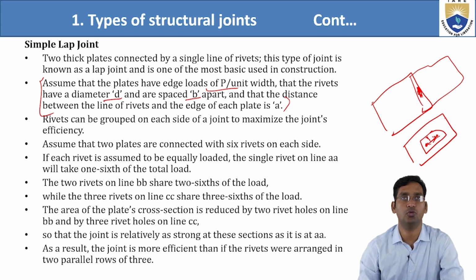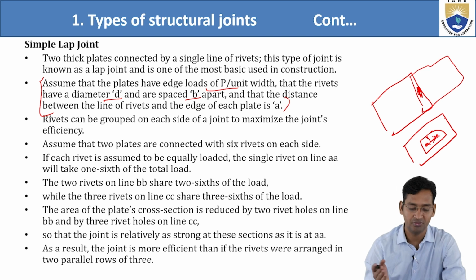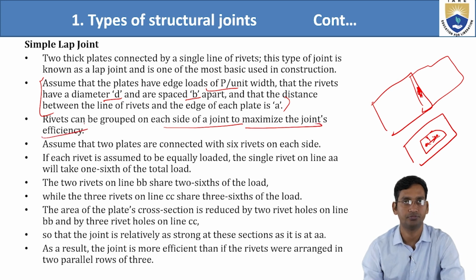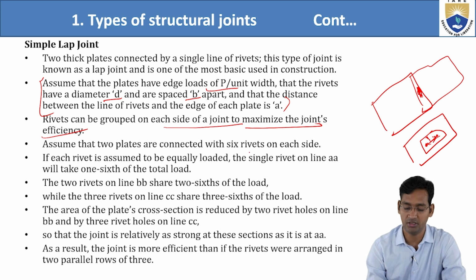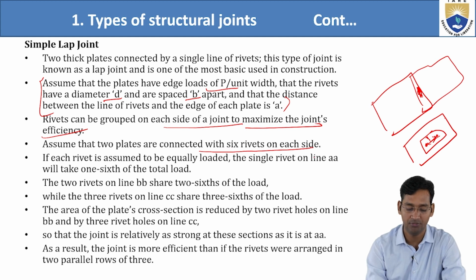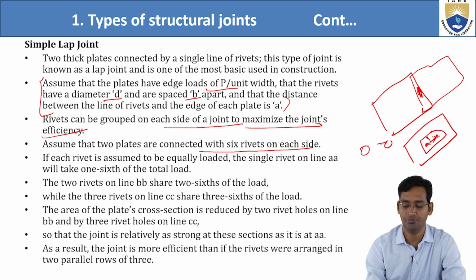Rivets can be grouped on each side of a joint to maximize the joint's efficiency. Assume that two plates are connected with 6 rivets on each side. If each rivet is assumed to be equally loaded, the single rivet along line AA will take 1/6 of the total load.